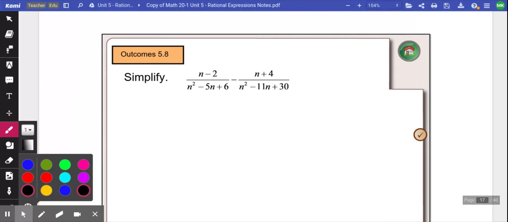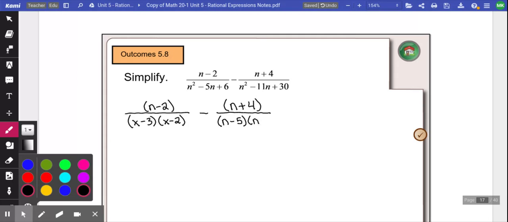Always factor. So on the top, I have n minus 2. I'm going to leave it as n minus 2. In the denominator, I diamond method that to be n minus 3, n minus 2. My second fraction, n plus 4, is now in brackets. In the denominator, things that multiply to be 30 and add to be 11 would be n minus 5, n minus 6. Like that.